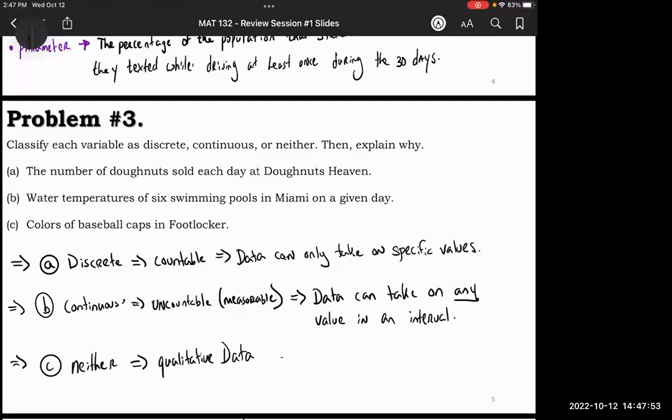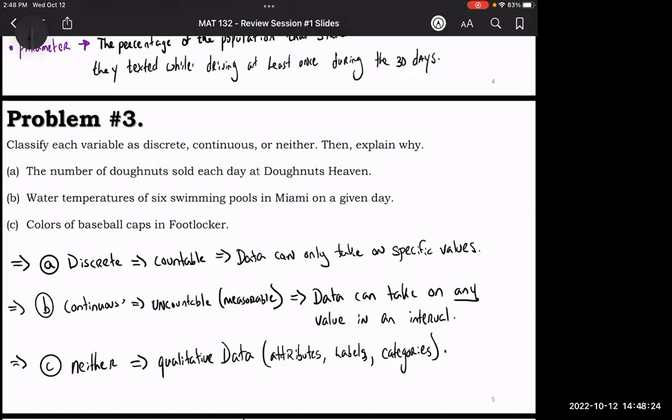And again, qualitative data, we know that we're looking at attributes, labels, or even categories. Any questions on problem 3? For up to problem 4 or 5, we're just doing straight up definitions. But that's all chapter 1 was about in our book. It's just definitions.